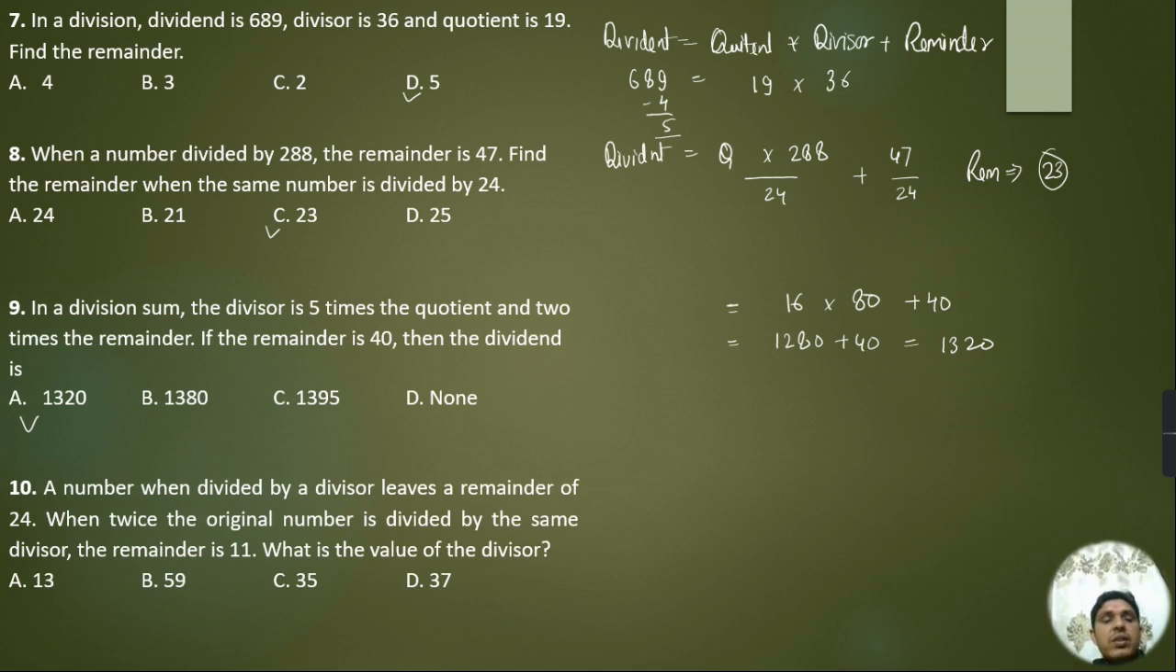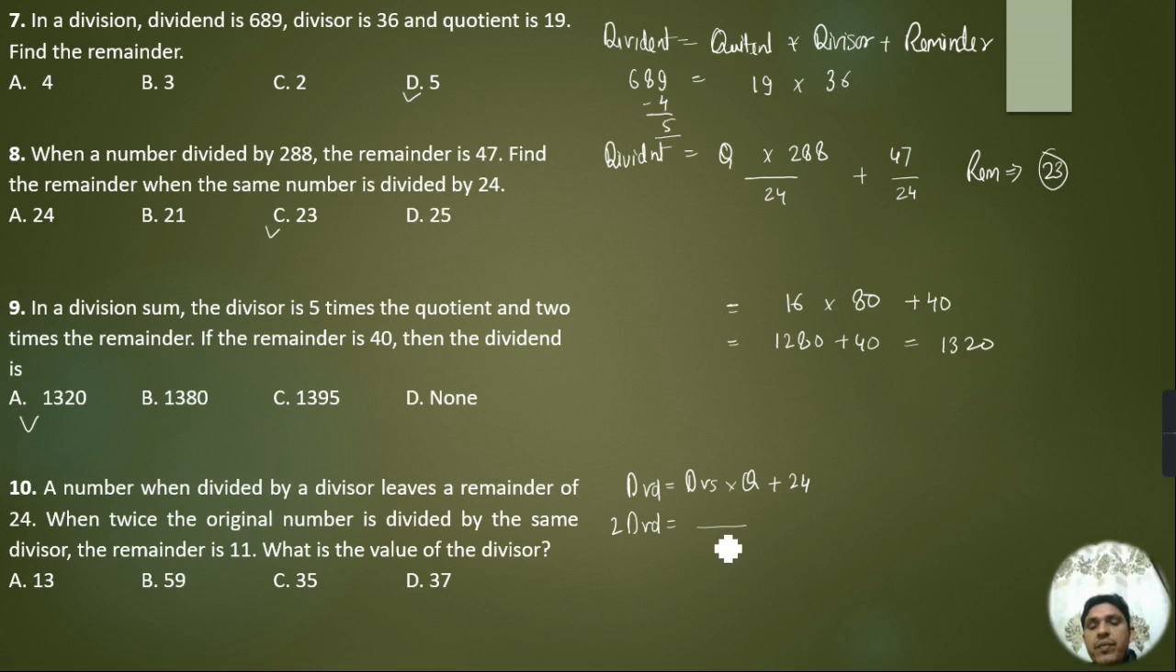Coming to the next question: a number when divided by a divisor leaves a remainder of 24, right? This is the dividend. A dividend is divided by a divisor, so some quotient and plus a remainder 24. When twice the original number, that means 2 of this dividend, is divided by the same divisor, the remainder obtained is 11.